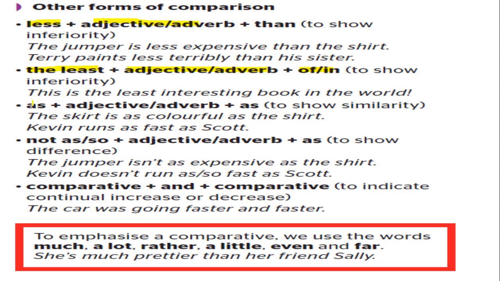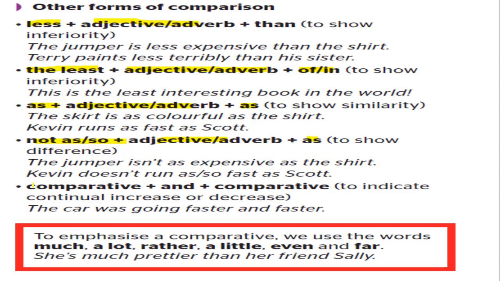A third structure is as followed by an adjective or an adverb and a second as to show similarity. The skirt is as colorful as the shirt and Kevin runs as fast as Scott. An as structure is also when we use not, as, or so with an adjective or an adverb and as to show difference. The jumper isn't as expensive as the shirt, or Kevin doesn't run as fast as Scott, or Kevin doesn't run so fast as Scott.